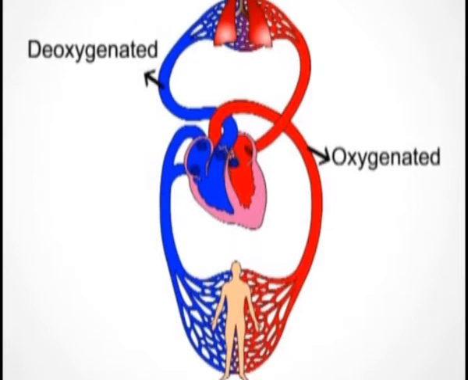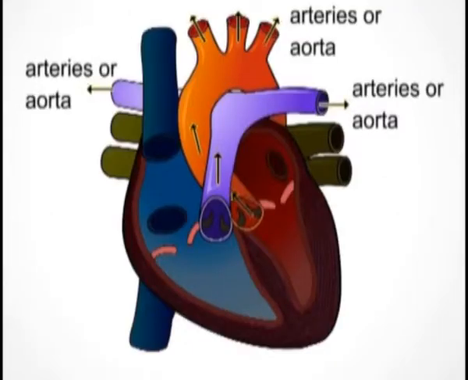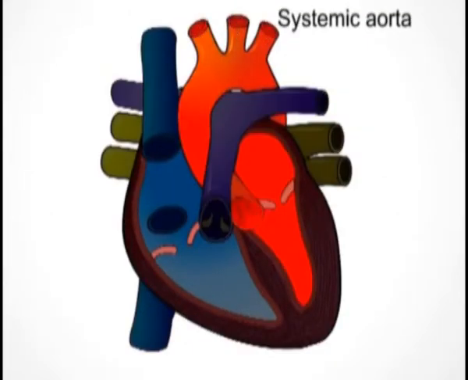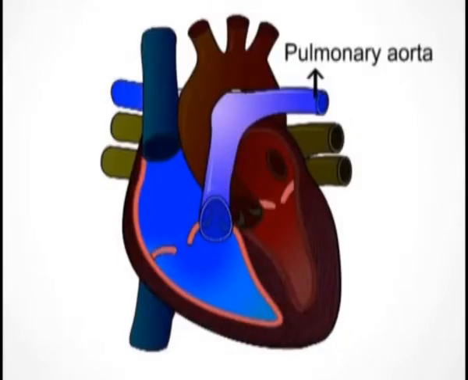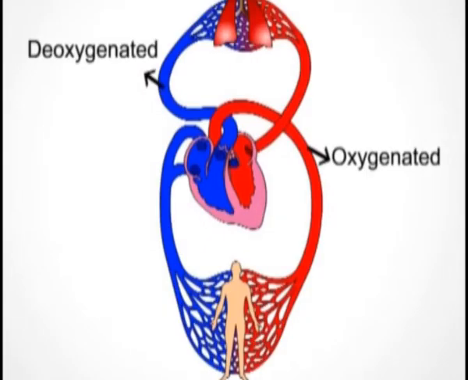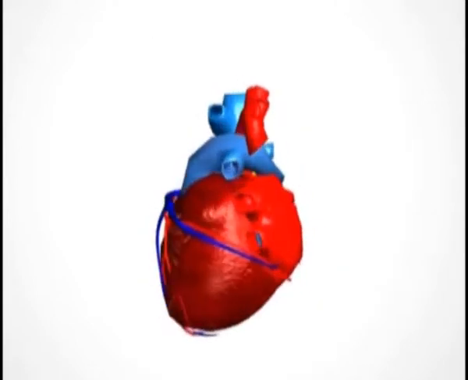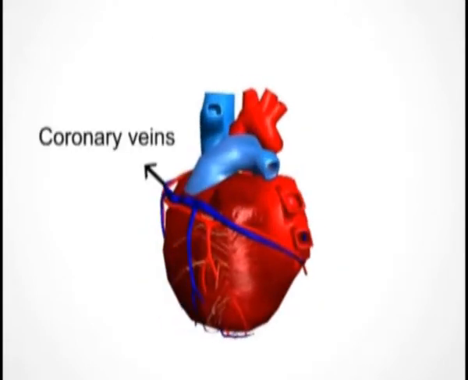Heart pumps deoxygenated blood to lungs and oxygenated blood to different parts of the body by means of large arteries called aorta. The systemic aorta arises from the left ventricle and distributes oxygenated blood to different parts of the body. The pulmonary aorta arises from the right ventricle and carries the deoxygenated blood to lungs for purification. A pair of coronary arteries supply pure blood to the muscles of the heart.